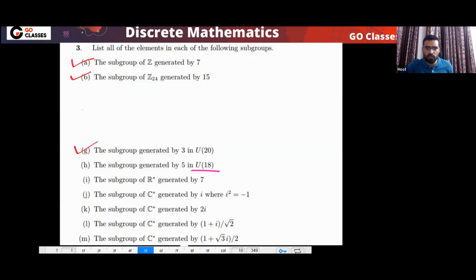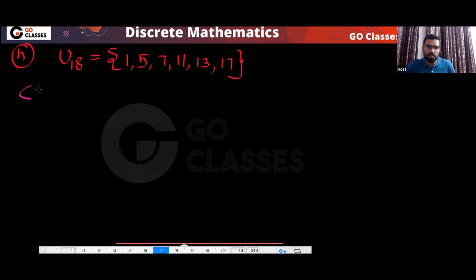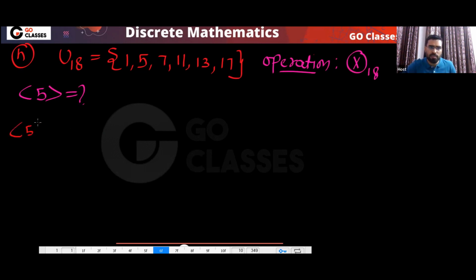So in U18, what is the subgroup generated by 5? Did you try this? What is the operation that comes with U18? With U18, this operation comes, multiplication modulo 18. This is the operation. So tell me, what is the subgroup generated by 5?